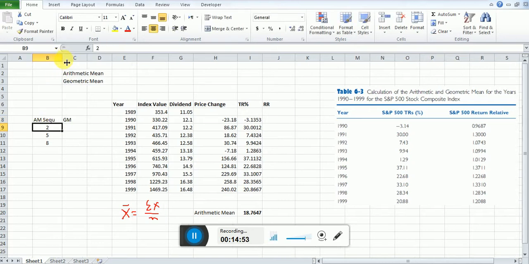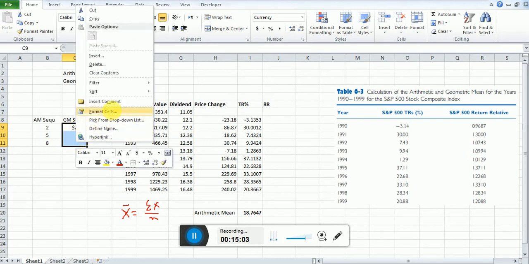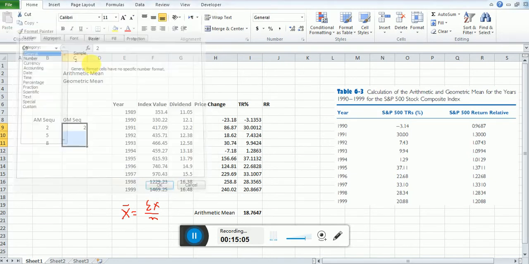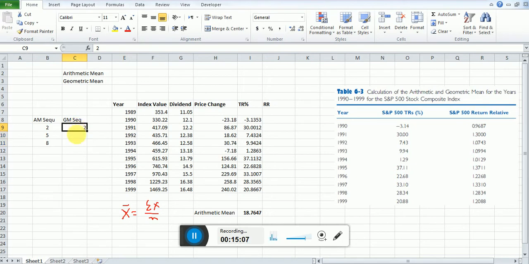Now what is a geometric sequence? If you have 2, okay, let me remove this dollar sign here. If you have 2, I'm multiplying this 2 with 3, and that is equal to 6. And then multiply 6 by 3, that is equal to 18.